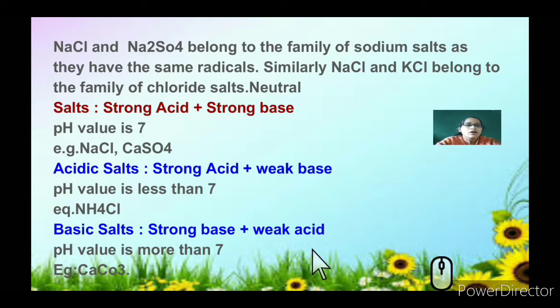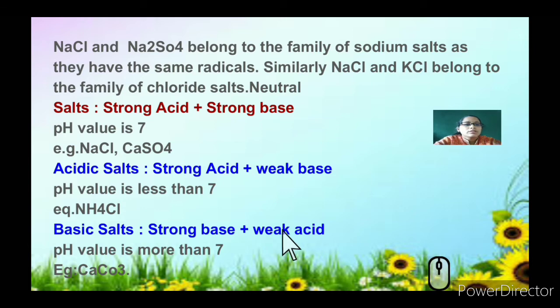So how are acidic salts formed? They are formed by a combination of a strong acid and a weak base. Previously we discussed that for a strong acid, the pH value will be near 0 to 3, and a weak base is just above 7, around 7 to 8 or 9. So 7 is neutral, and from 7.1 or 8 a weak base starts. A stronger base will be near 14 pH. The pH value here is less than 7. An example is ammonium chloride.